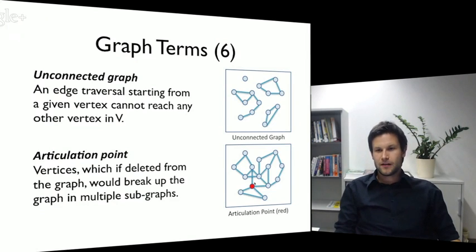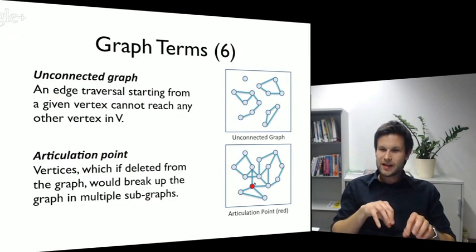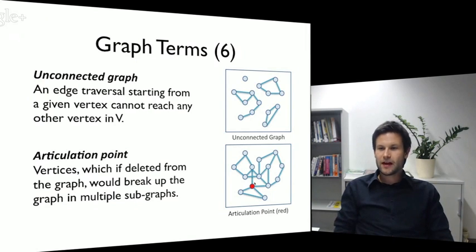Then there is an unconnected graph. So if we have a graph that is composed of multiple subgraphs that are not connected to each other by any edge, then this is called an unconnected graph.